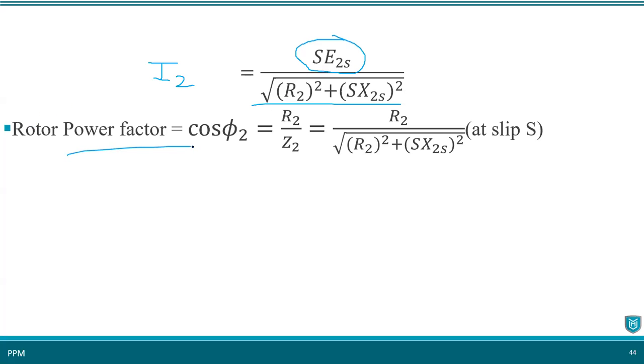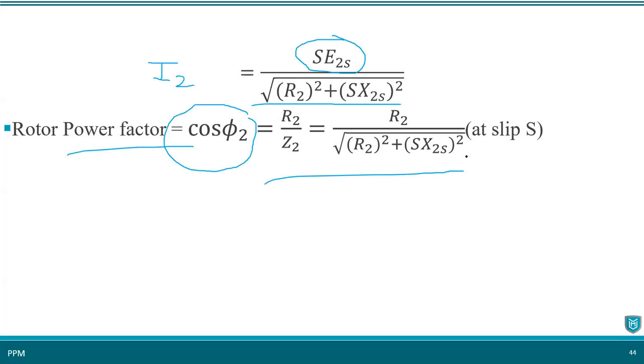Now let's move the discussion forward. Again, as you can see, the rotor has a resistance and reactance. So obviously the power factor of the rotor will come into the picture. And you know the equation of power factor, cos phi is equal to R by Z. That is the equation of power factor. So cos phi of the rotor depends upon this parameter.